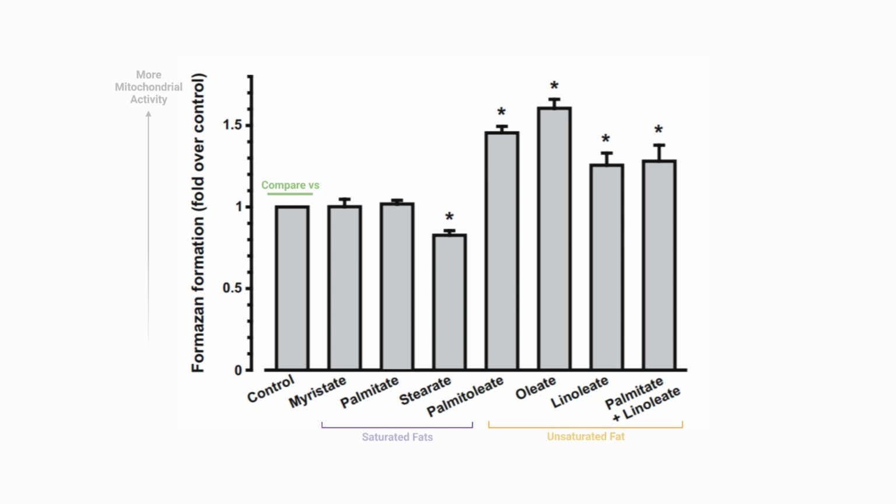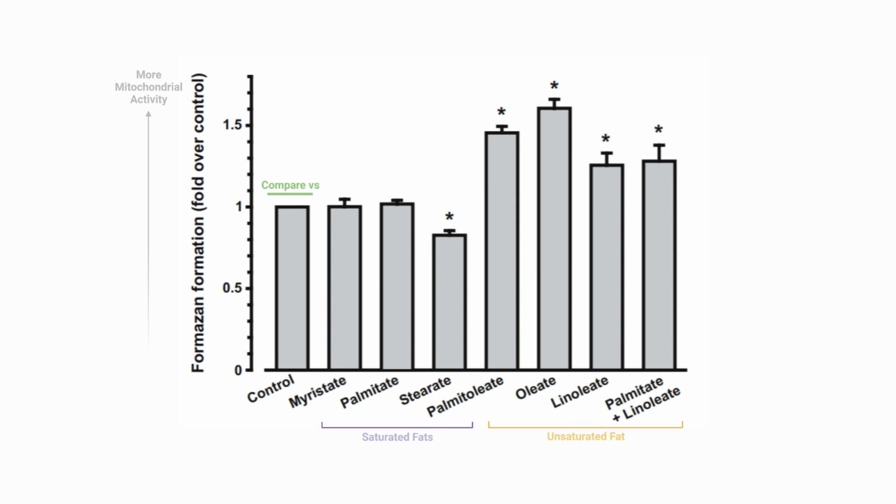So all that we really know is that it seems to have an increase in mitochondrial activity with all the unsaturated fats. Now, again, they did combine palmitate and linoleate, and they found that yet again, the linoleate effect as an unsaturated fat, which did increase mitochondrial activity, got rid of the lack of an effect in palmitate.